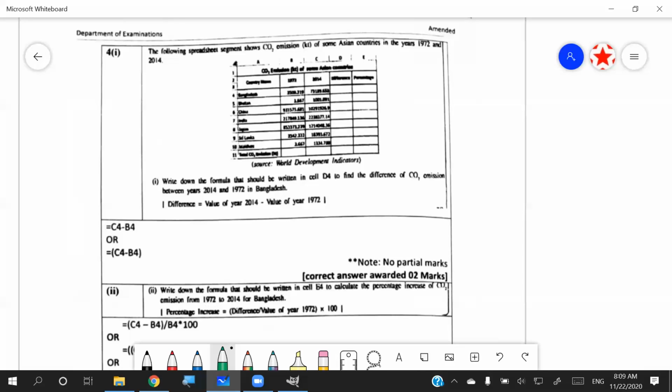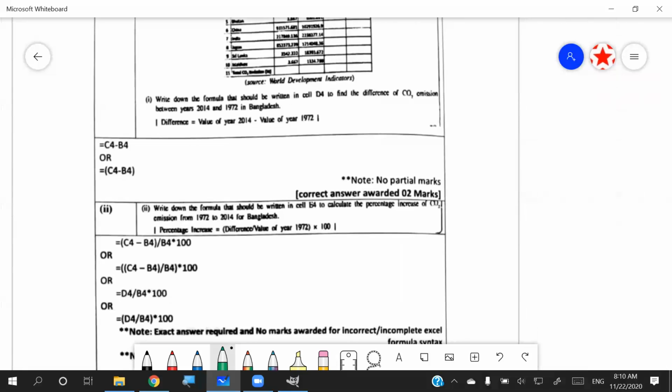So you are going to say C4 minus B4, because C4 is the 2014 emission, which is the larger value, and the lesser value is the 1972, right? So you can say C4 minus B4, and it doesn't matter if you have the brackets, right?